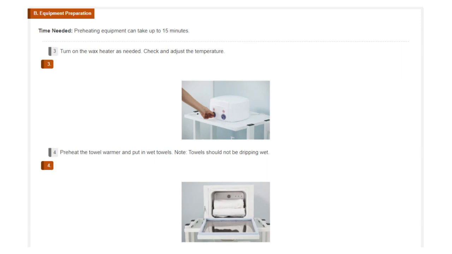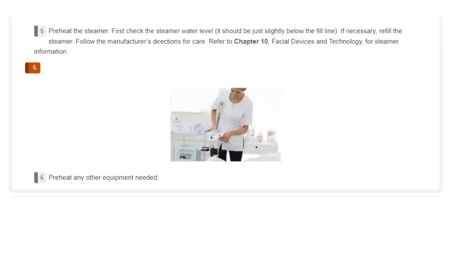4. Preheat the towel warmer and put in wet towels. Note, towels should not be dripping wet. 5. Preheat the steamer. First check the steamer water level, it should be just slightly below the fill line. If necessary, refill the steamer. Follow the manufacturer's directions for care. Refer to Chapter 10, Facial Devices and Technology, for steamer information.